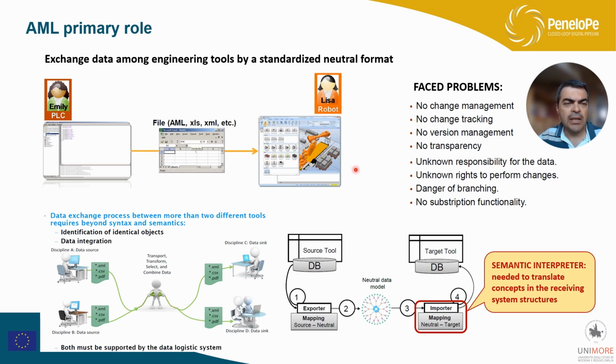So every time we need to use an AutomationML file to exchange data between systems, we have to understand that we need an interpreter, which is a key phase. We need an interpreter able to map data from the way they are written in the AutomationML file against the data structure of the importing system.